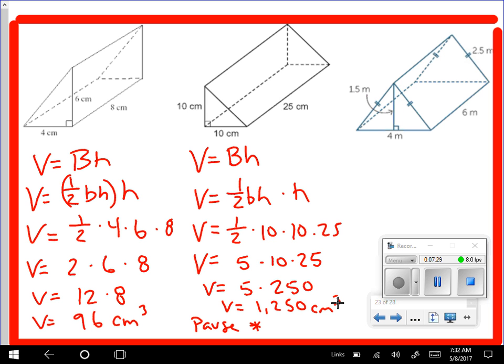Awesome. Okay, so now I want you to try this last one on your own. When you are done, you can have it checked out by me and get your notes checked and then get your worksheet and get going.